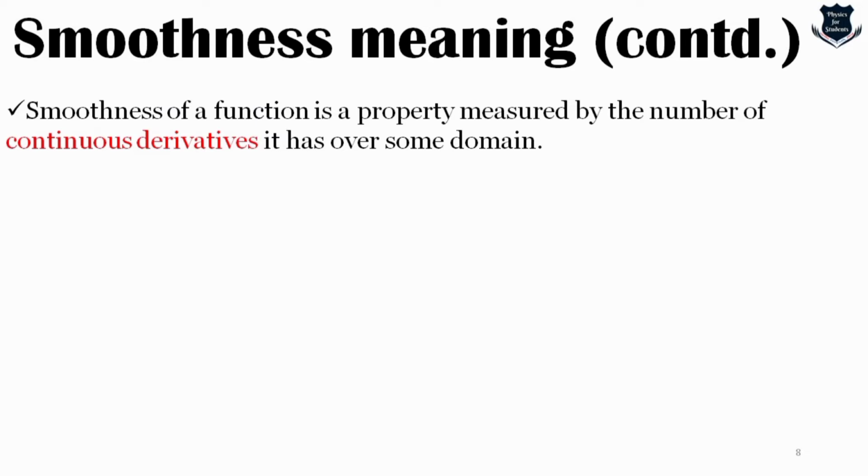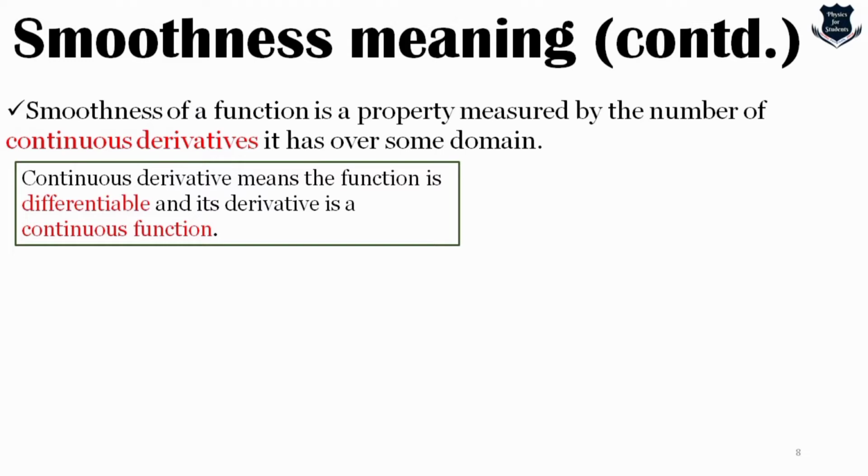Okay, so here is another definition of smoothness. We call smoothness of a function a property measured by the number of continuous derivatives. What I'm trying to tell you is that a function could be considered smooth if it is differentiable everywhere. But what do we mean by continuous derivative? Continuous derivative means that the function is differentiable and its derivative is a continuous function. A function could be considered smooth if it is differentiable everywhere, and it is said to be infinitely differentiable, and we will see it later.